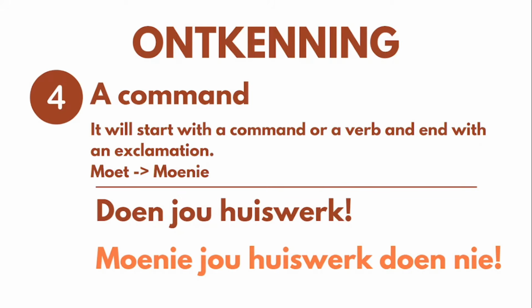And then also the second thing you need to be aware of is that moet is going to be moenie, okay? So the sentence we're going to use here is doen jou huiswerk. So you can see that it starts with a verb, it ends with an exclamation, and now you're going to use it in the negative form: moenie jou huiswerk doen nie.